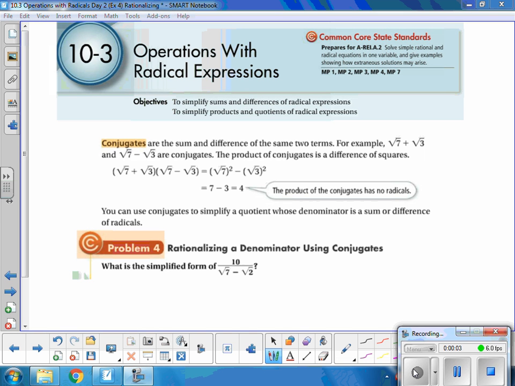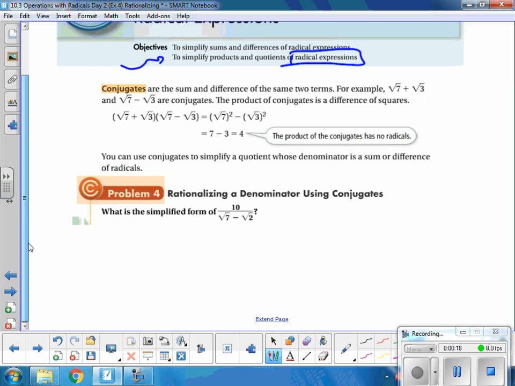Well, hello. We're going to continue working on operations with radical expressions. So our main thing today is to simplify products and quotients of radical expressions. So what we're trying to do is we're simplifying radical expressions. One tool that we're going to use today is the concept of conjugates.